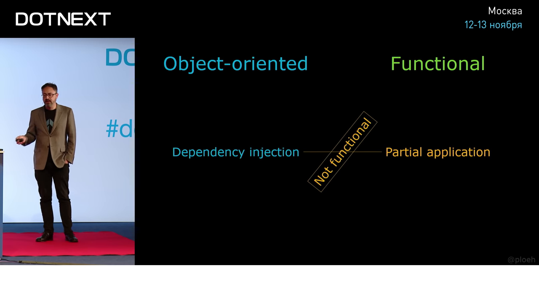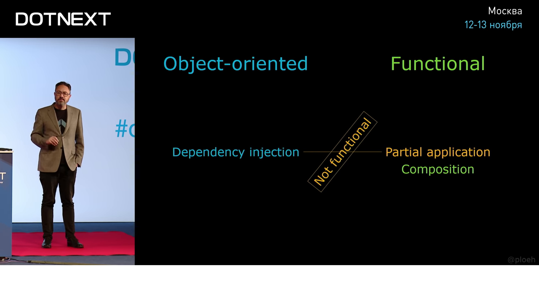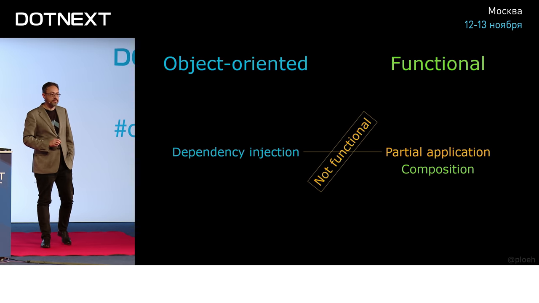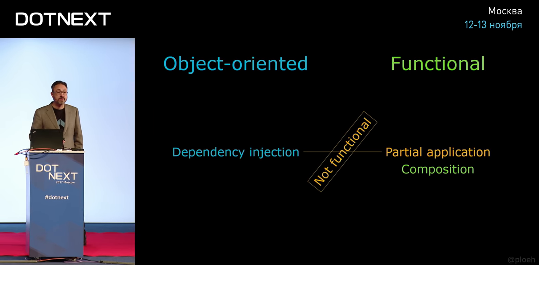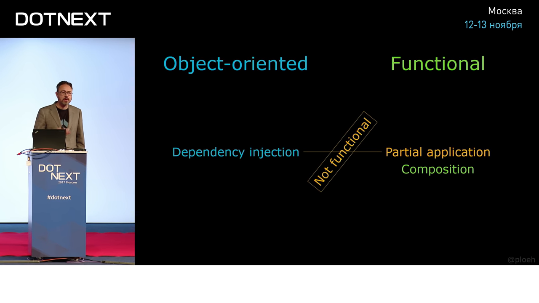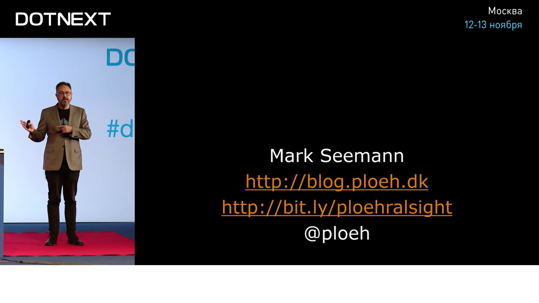So instead, if you really want to be truly functional, you can use function composition. This impure-pure-impure sandwich. And this is basically how I write most of my F# code these days, and also my Haskell code, obviously.